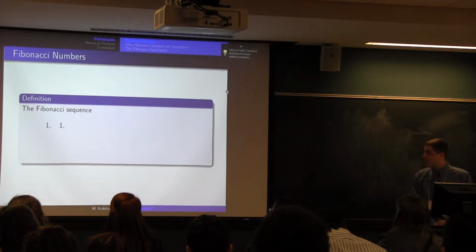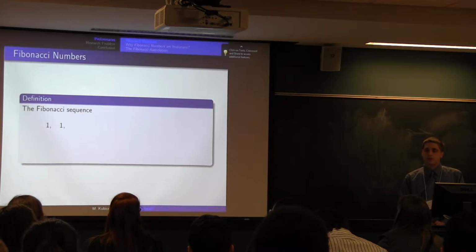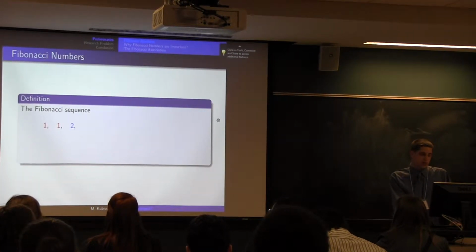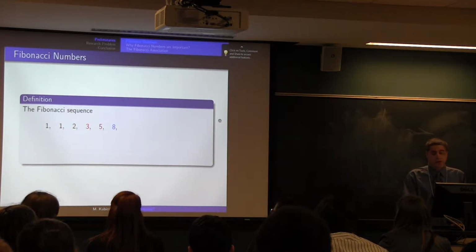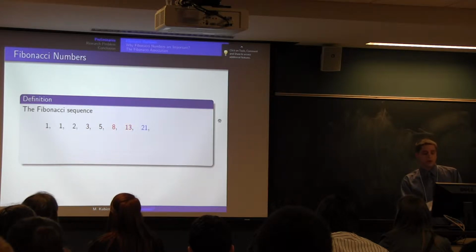First thing I'll talk about is the Fibonacci sequence. It starts off with 1 and 1, and then you add the two previous numbers to get the next number in the sequence. So 1 plus 1 is 2, 1 plus 2 is 3, 2 plus 3 is 5, 3 plus 5 is 8, 5 plus 8 is 13, 8 plus 13 is 21, and it goes on.